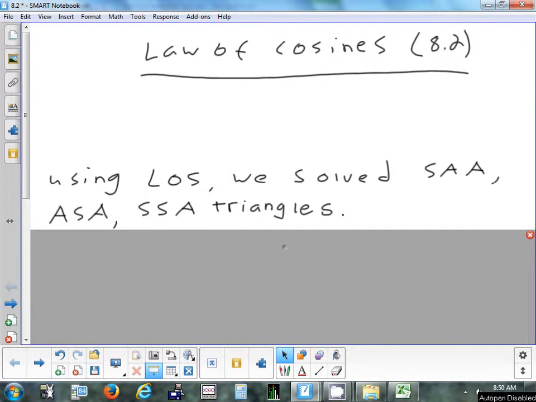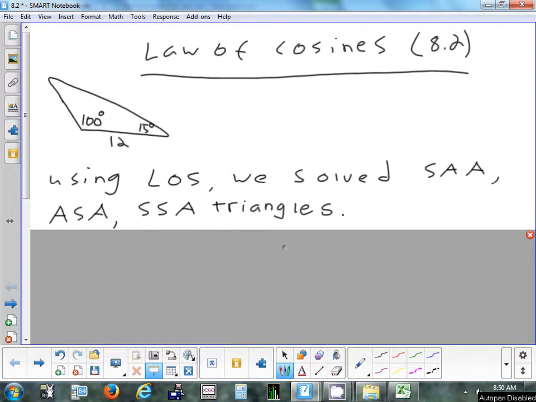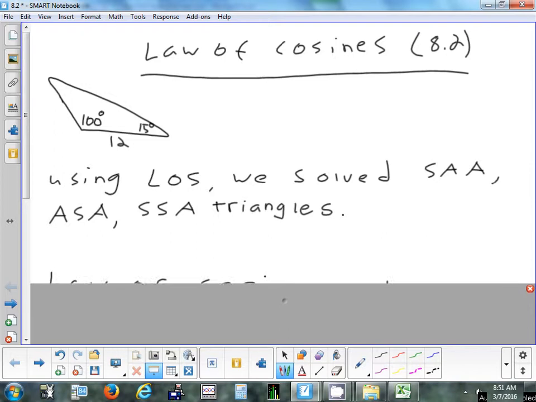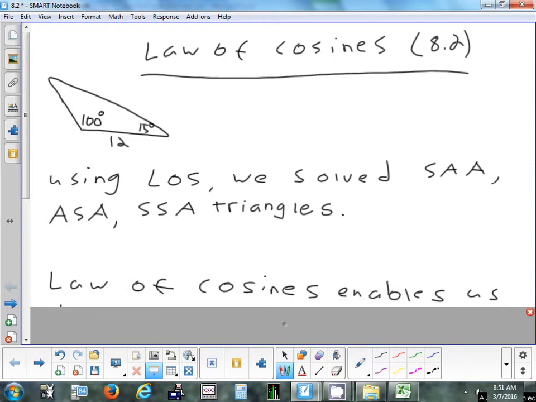These letters refer to the information that's given to you and where it is. For example, angle side angle means you know two angles and you know the side that's between them. So you might have something like 100 degrees, 15 degrees, and that side is 12. That's an example of angle side angle. Law of cosines enables us to solve two other types that we didn't have listed here.